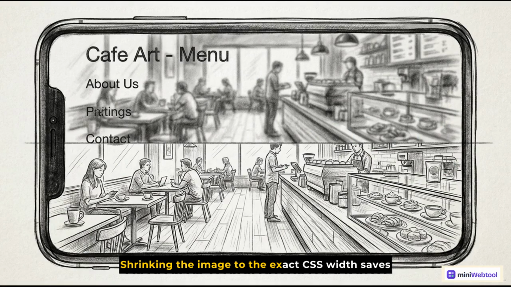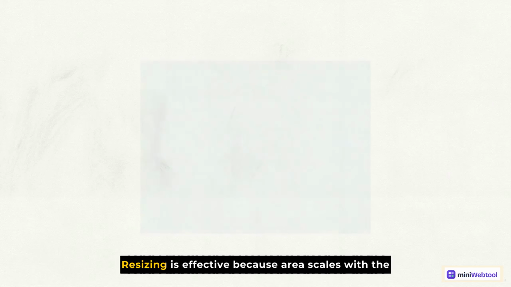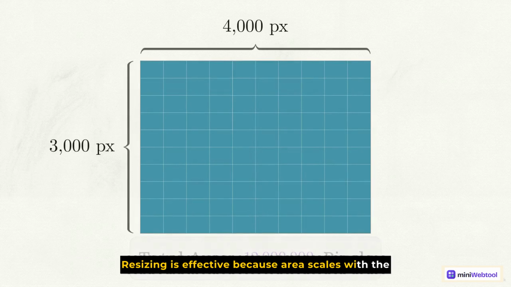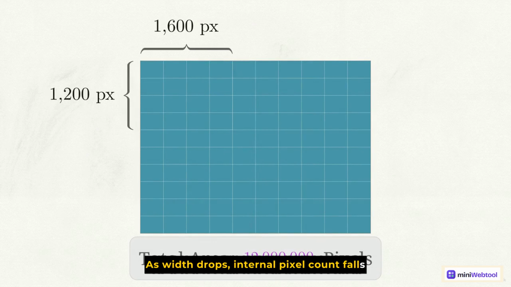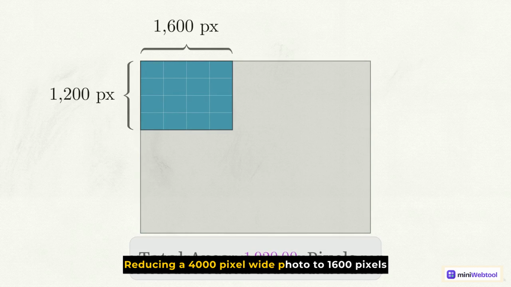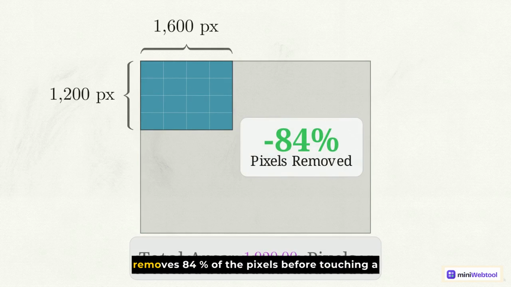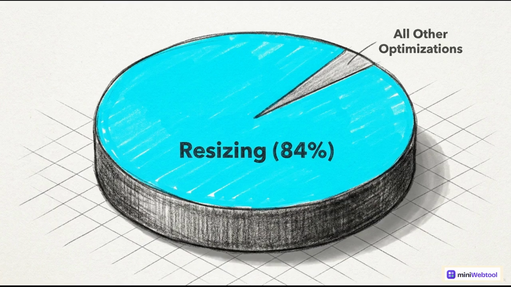Shrinking the image to the exact CSS width saves space, but it results in a blurry, low-quality look on most modern devices. Resizing is effective because area scales with the square of the linear dimension. As width drops, internal pixel count falls exponentially faster. Reducing a 4,000 pixel wide photo to 1,600 pixels removes 84% of the pixels before touching a compression slider. This single geometric change does more to reduce file size than almost every other optimization technique combined.